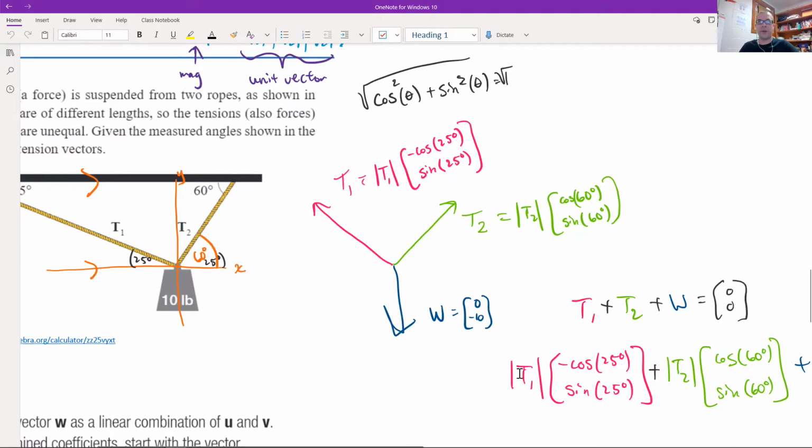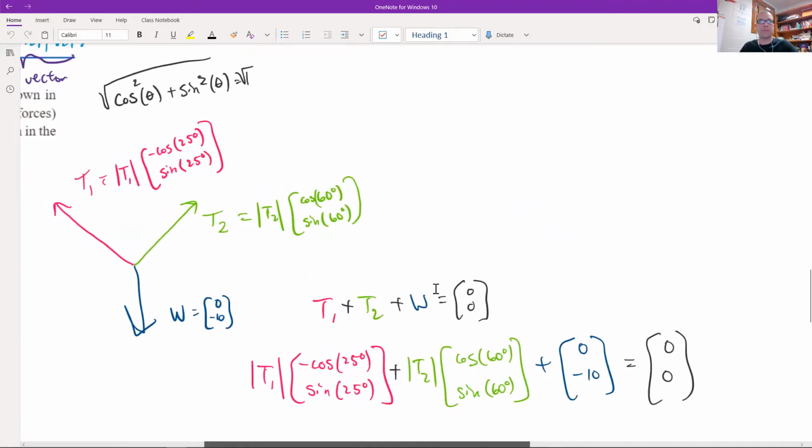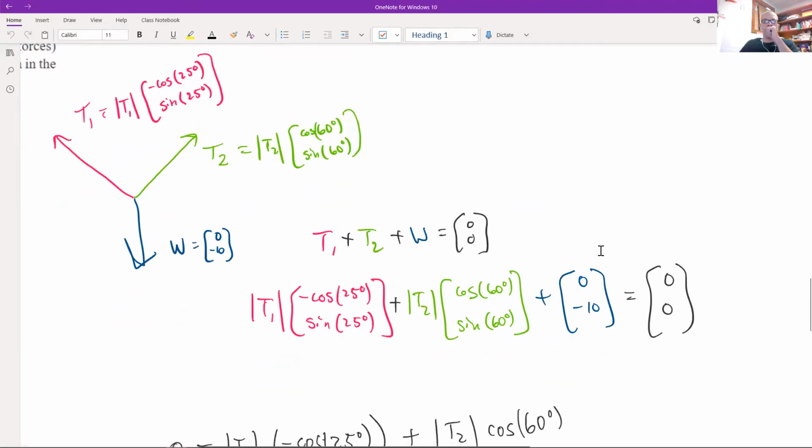Oh gosh, all right, I'm off the screen. Sorry, let's scooch over here. We get this vector equation. We're just trying to figure out if we scale T1 and we scale T2, what scales of those will eventually add up to be the opposite of 0, -10. So how will they end up adding up to 0 and 10?